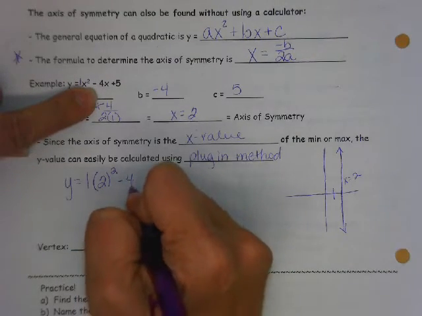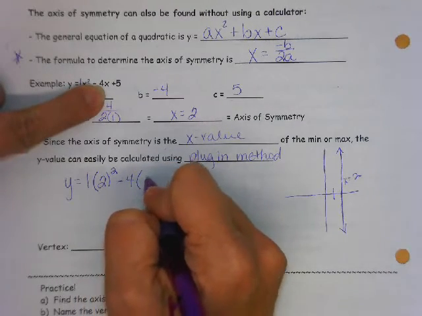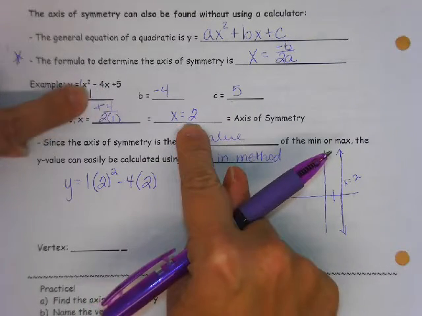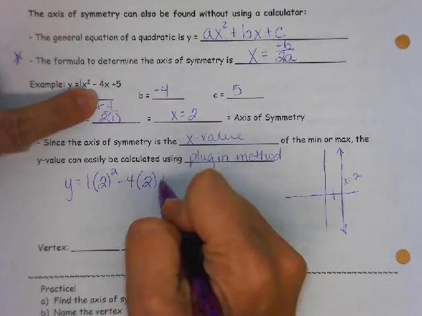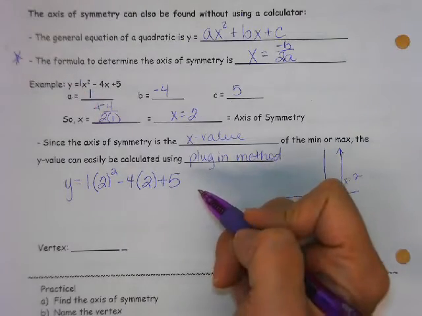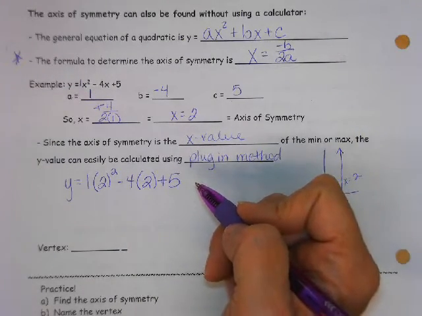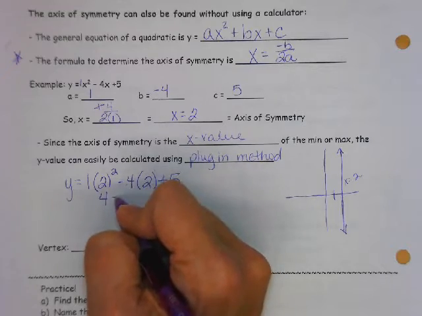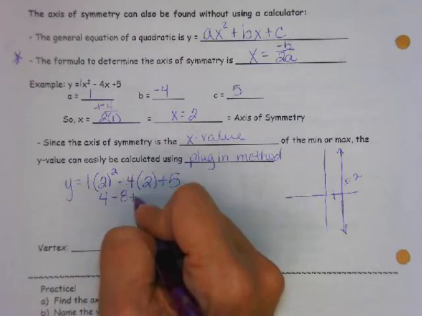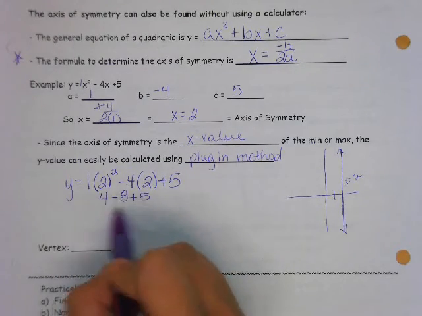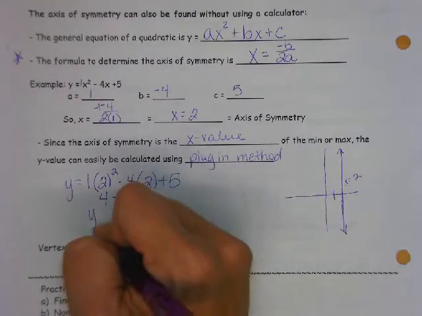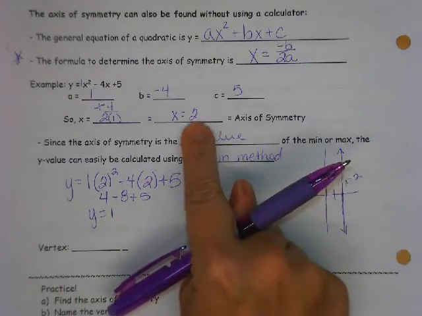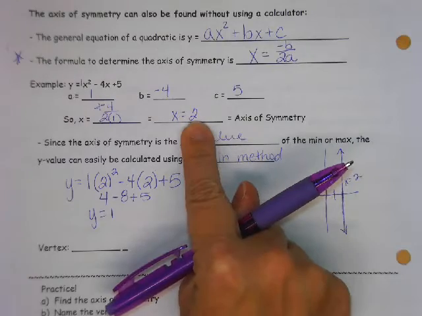Minus 4 times, what am I putting in place of x? It's from our axis of symmetry. So x equals 2. So wherever I see an x, I'm putting in the 2. And you can either use your calculator or you can use your brain. 2 squared is 4. Negative 4 times 2 is a negative 8, plus 5. So I would get 9 minus 8, y equals 1. So my vertex is 2 for my axis of symmetry, right?